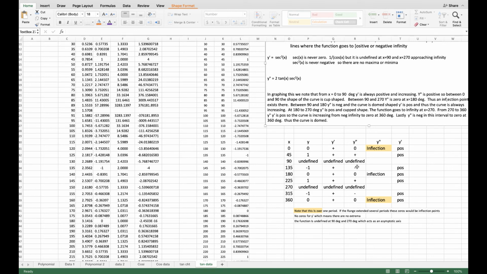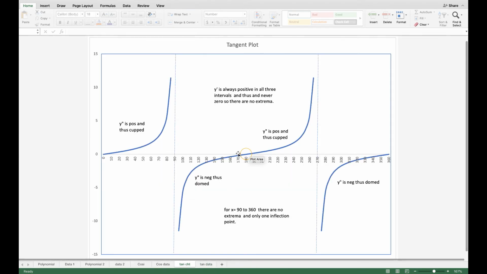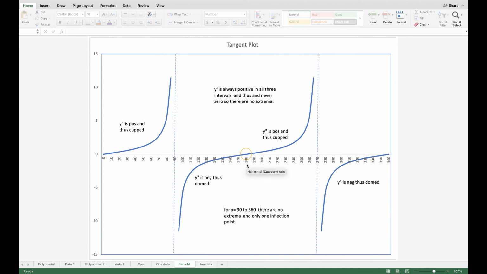get useful information on plotting it by looking at how it's shaped using the second derivatives and looking at where that is 0 and looking at where those inflection points are in the curve. And in fact, on this curve, there's only one inflection point, and that's in the middle at 180 degrees.